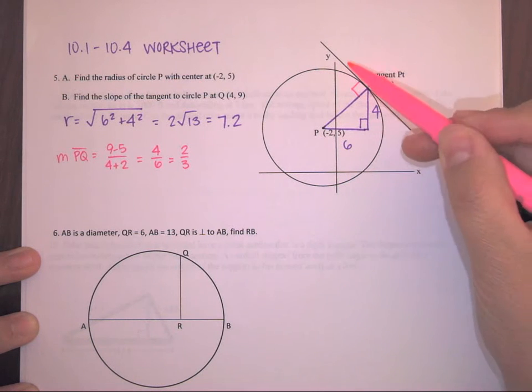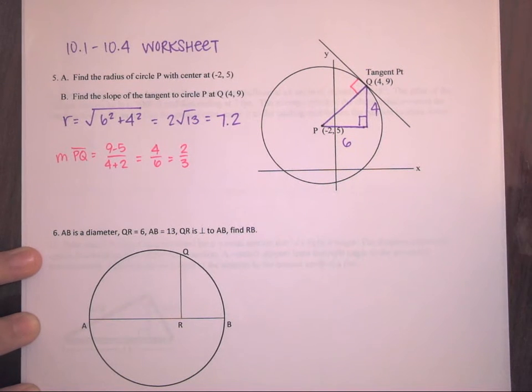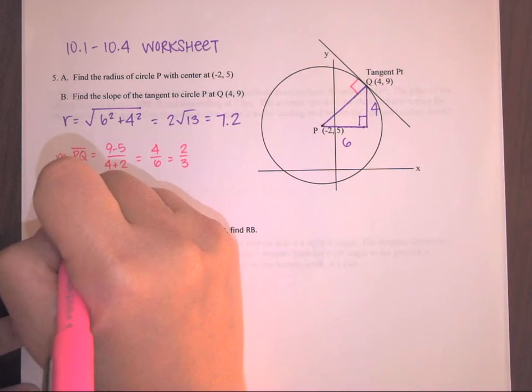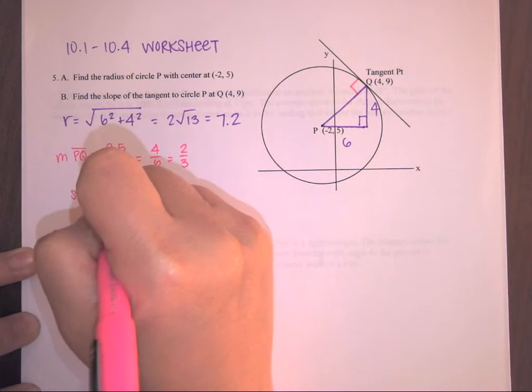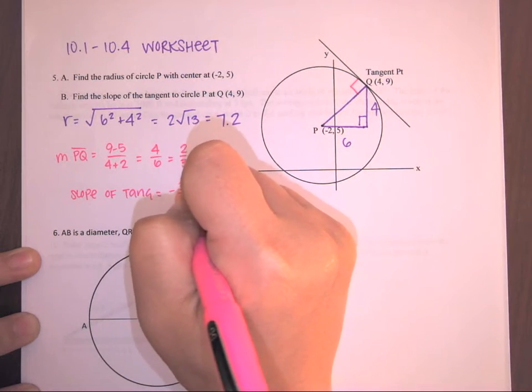Because the radius is perpendicular to the tangent, we know that their slopes have an opposite reciprocal relationship. So the slope of the tangent is -3 over 2.